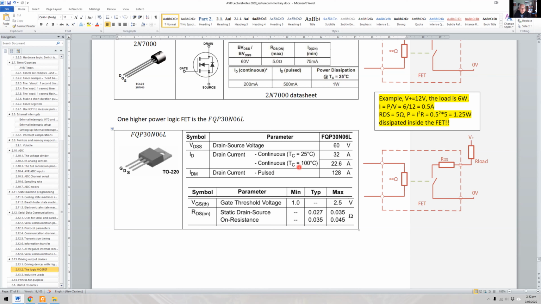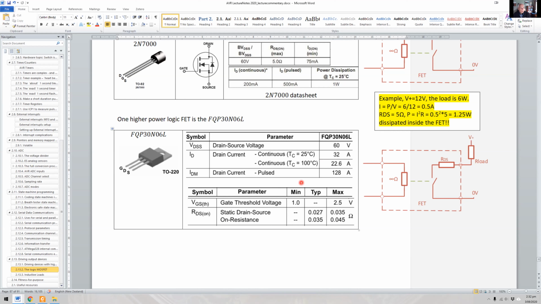We can pulse this one here at 128 amps. So that means if we're doing some short duration pulses, 32 amps is fine, but actually we can go to 128. Now, just remember though that as the temperature increases, we have to derate this, which means we have to have less current through the device.